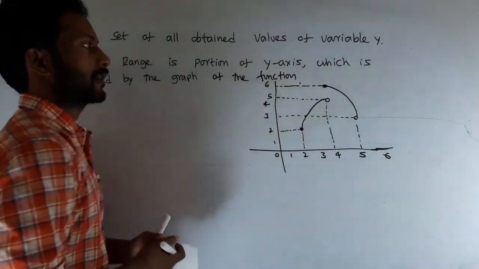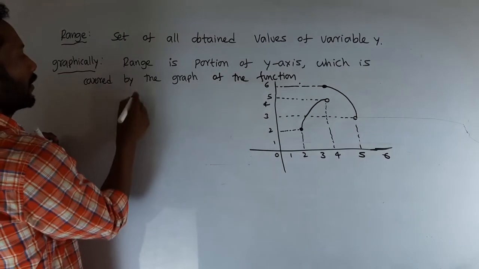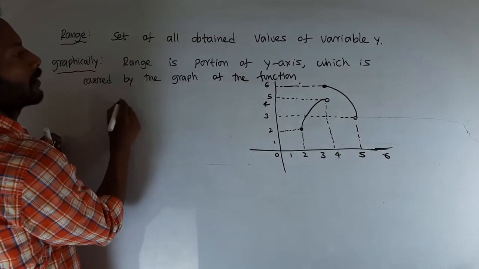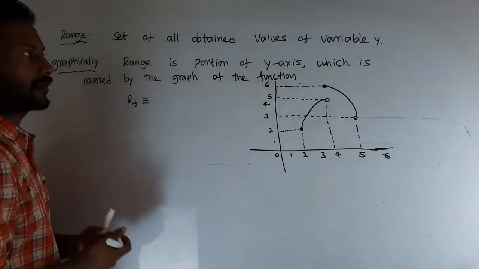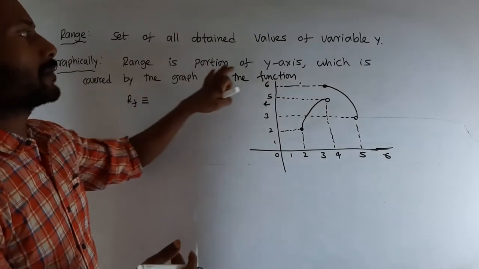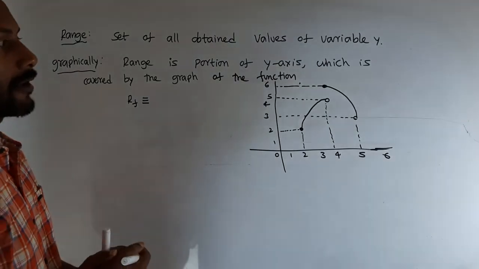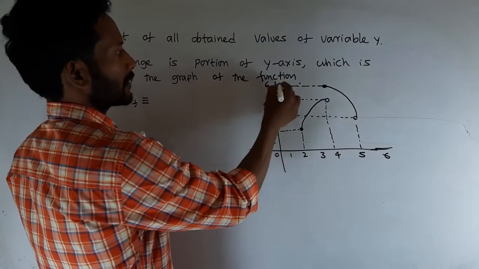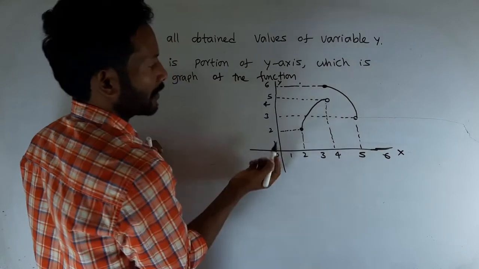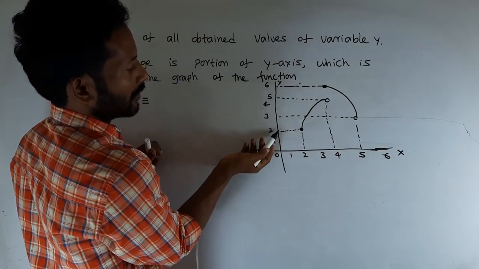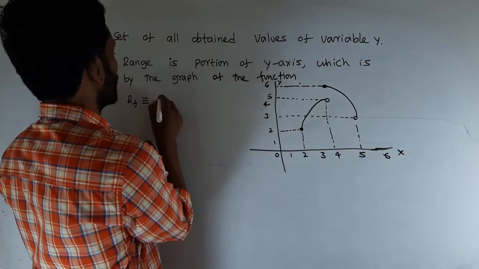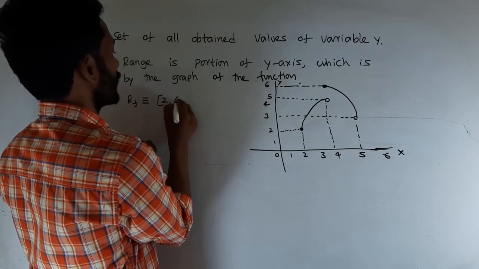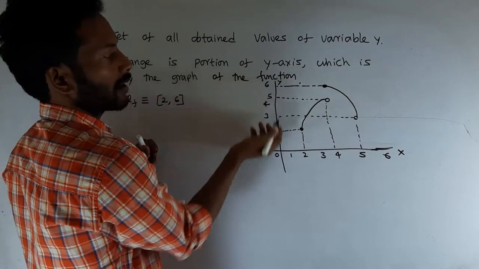So this is the graph. We have to calculate the range of the function. What is the range of the function? Range is the portion of the y-axis which is covered by the graph. What is the portion of the y-axis? So which is covered by the graph. Here, closed interval 2 to closed interval 6. This is the range of the graph.